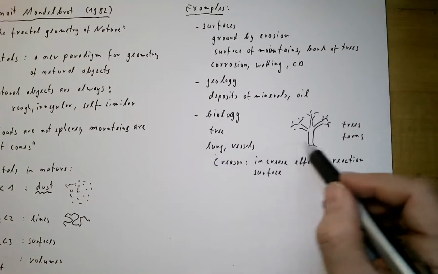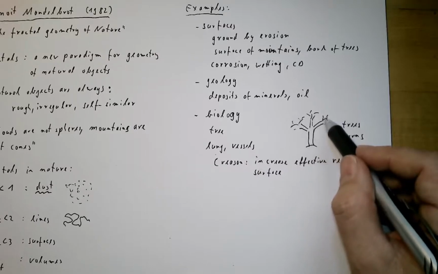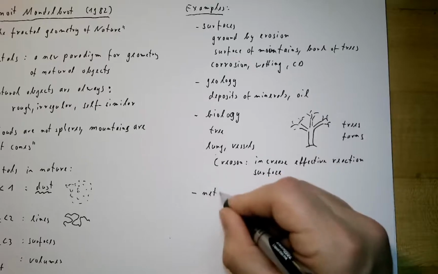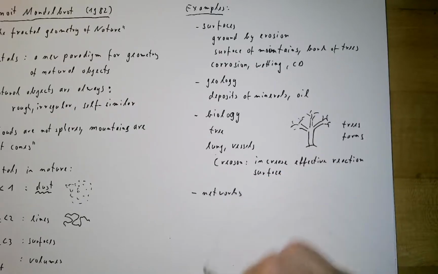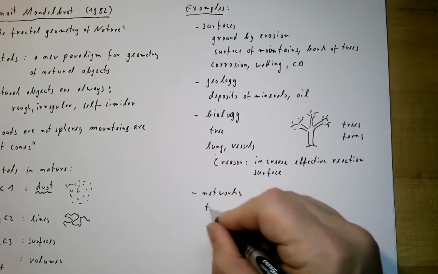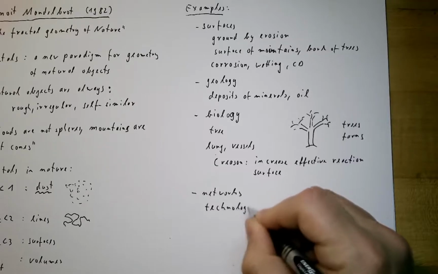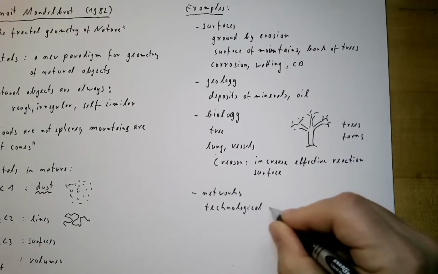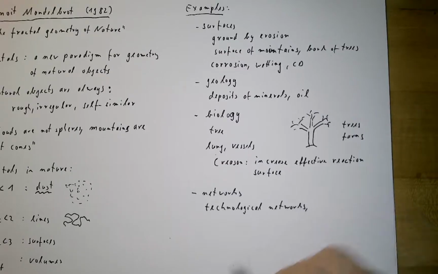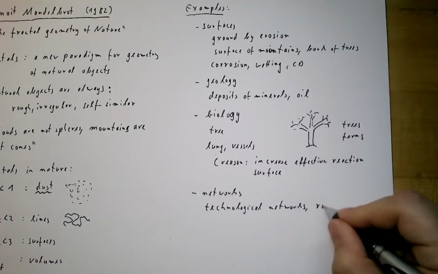Now such things, like these objects with iterative branching, you see as networks in many systems, like in technological networks. But also again in geology, in river networks.